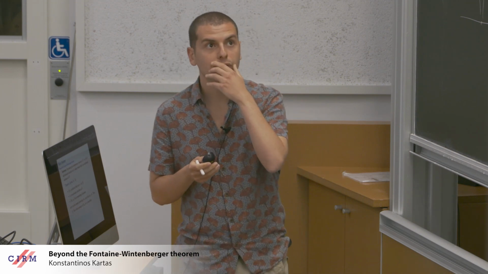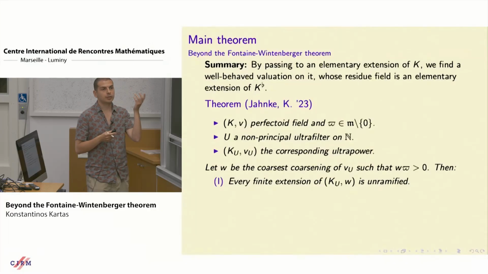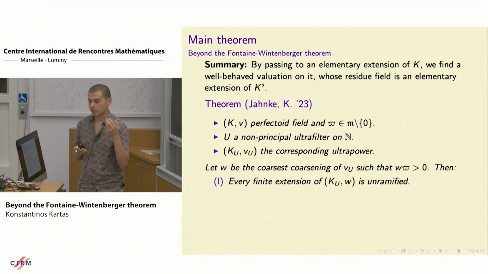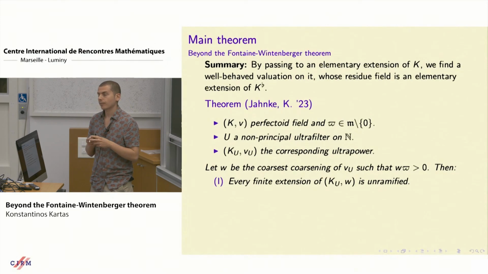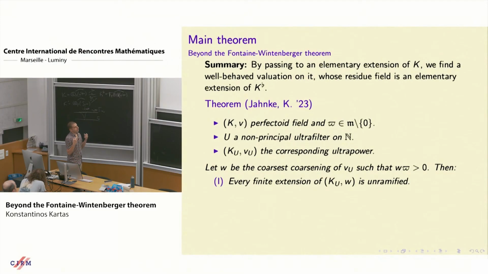Perfectoid fields can admit, for instance, immediate extensions, and these are, of course, well known to be an obstacle to understanding the model theory of a valued field. But once you pass to this coarsening, every finite extension is unramified. In particular, you have no immediate extensions. Everything comes from the residue field. So this is one part. It says that the valuation is nice.